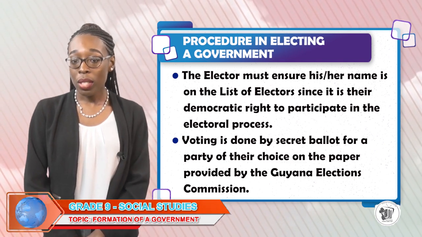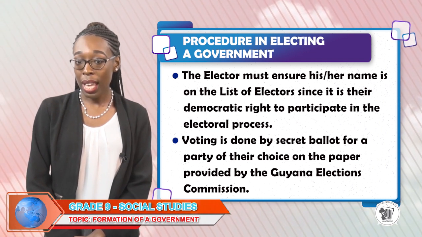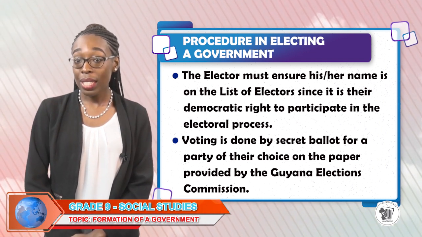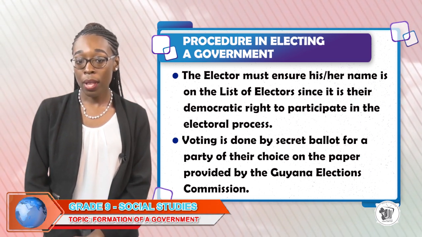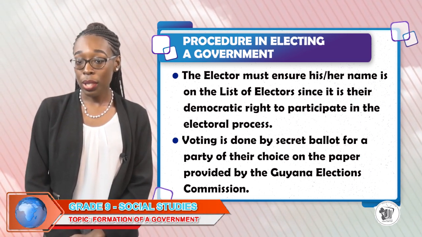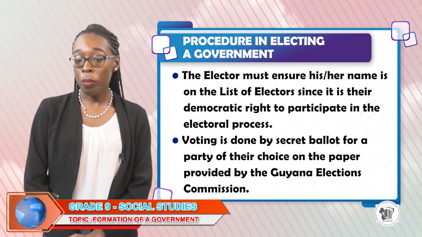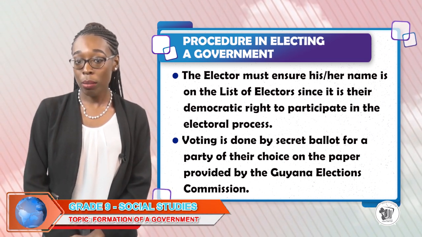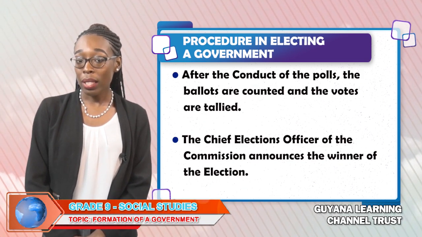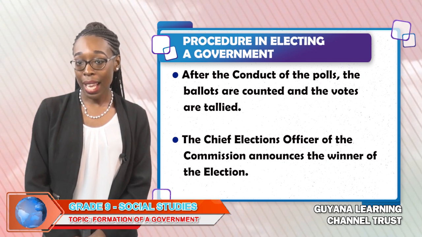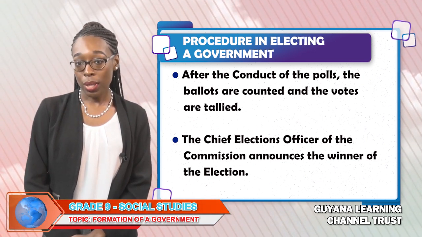The elector must ensure that his or her name is on the list of electors, since it is their democratic right to participate in the electoral process. Voting is done by secret ballot for a party of their choice on the paper provided by the Guyana Elections Commission. After the conduct of polls, the ballots are counted and tallied, and after which the winner is announced.